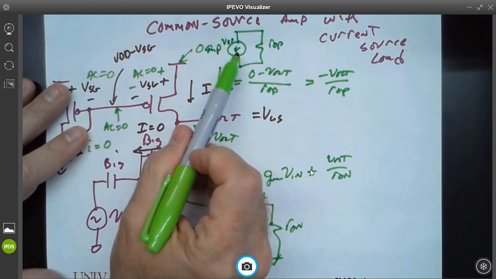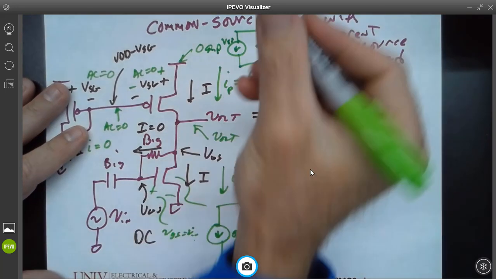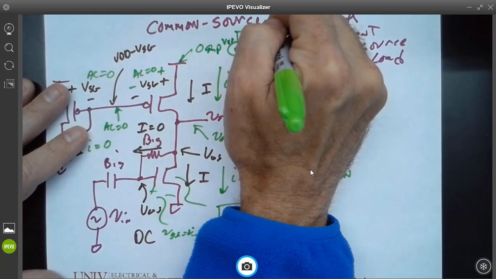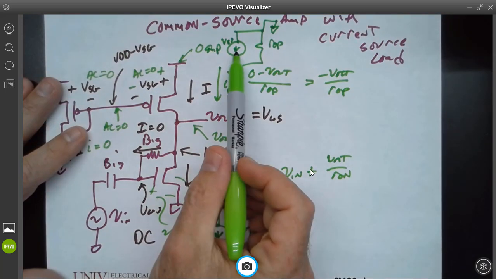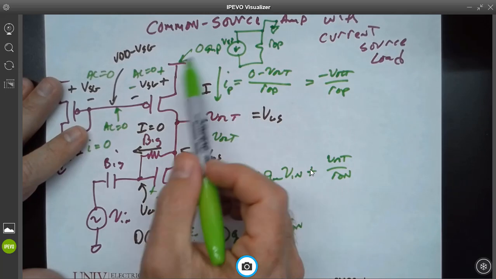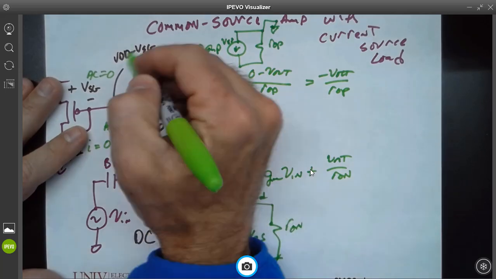Why did I not include the current source up here? I just said it's R out P. Here? Yeah, VSG is 0, right?